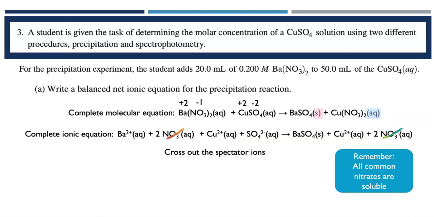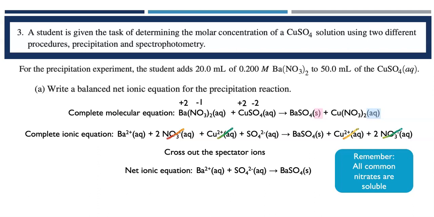The copper ions also aren't changing in any way. They're copper ions on the left, they're copper ions on the right. They also drop out. I can actually just leave it in this form, and that's perfectly acceptable. The net ionic equation really just shows the formation of the precipitate. So barium ions react with sulfate ions in a 1-to-1 ratio to make the barium sulfate.